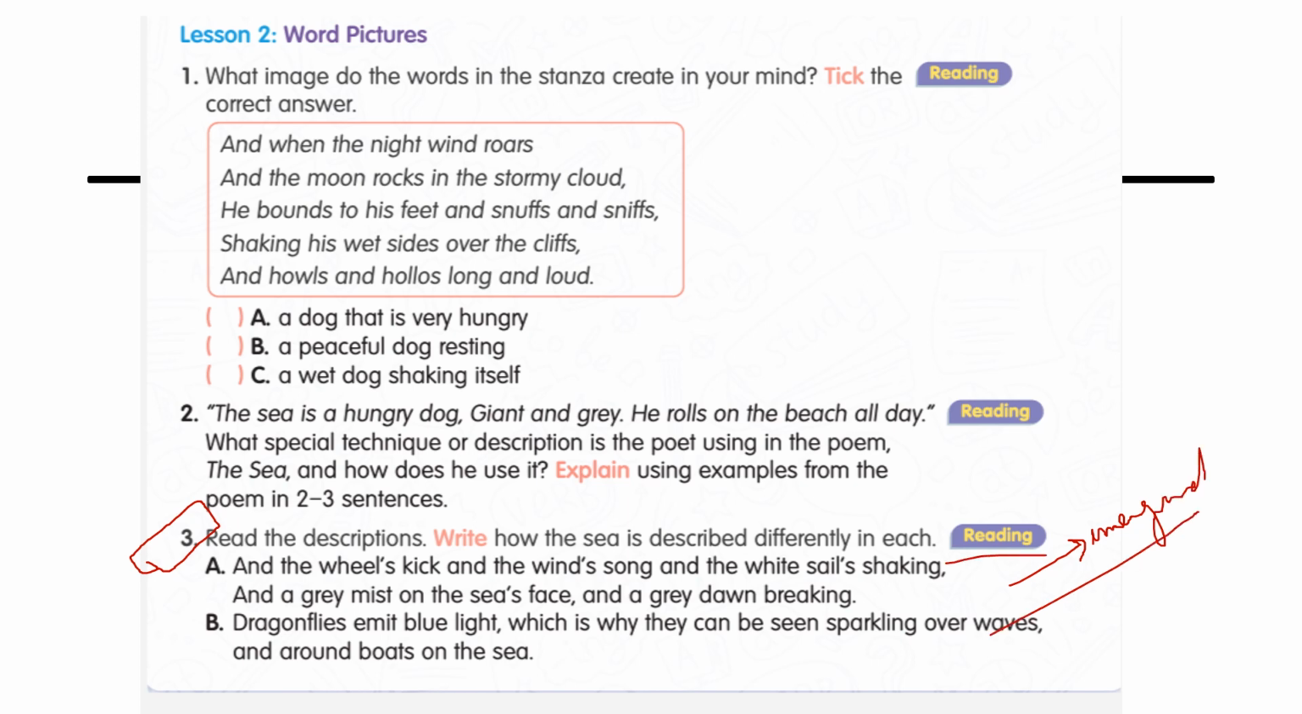Just try to read it, and parents, I would request you not to help them out with the answers. Let them figure out themselves. This is the only way they'll understand how to deal with the language.